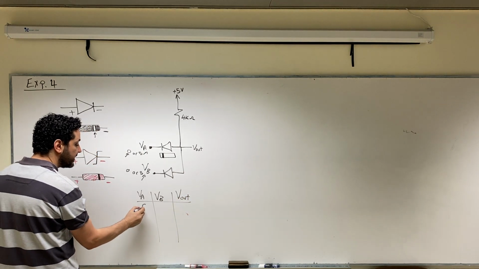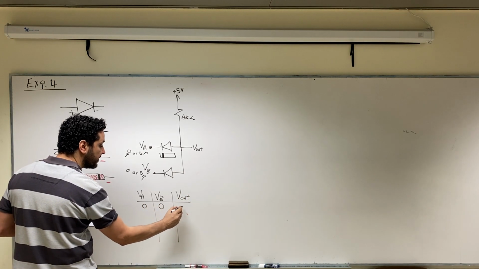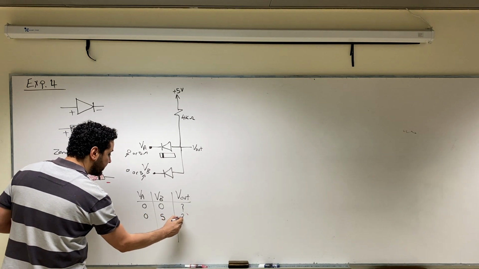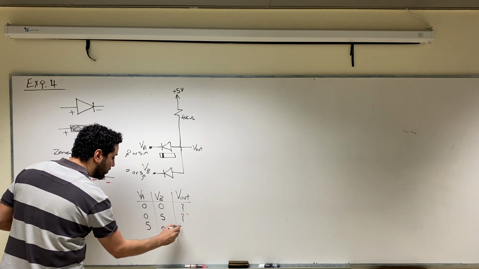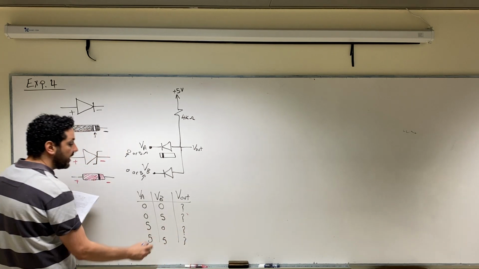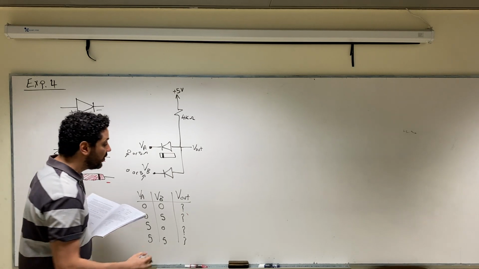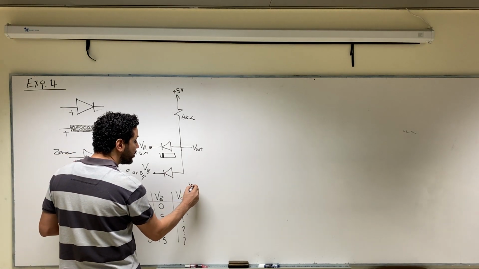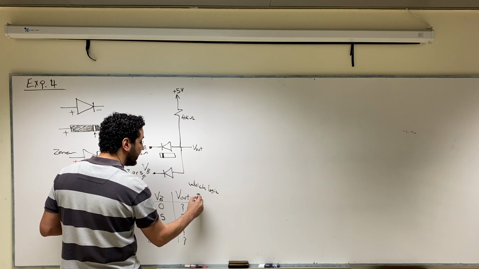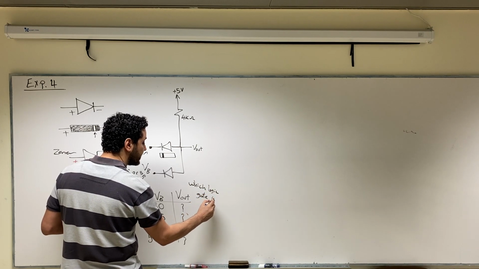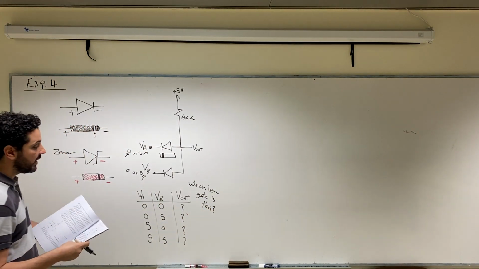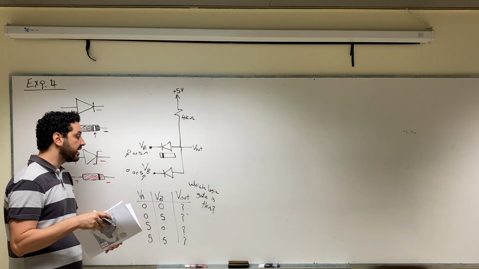So when VA is 0 and VB is 0, what is V output? When VA is 0 and VB is 5, what is V output? 5 and 0, what is V output? 5 and 5, what is V output? And from this truth table, we need to identify which logic gate this is.